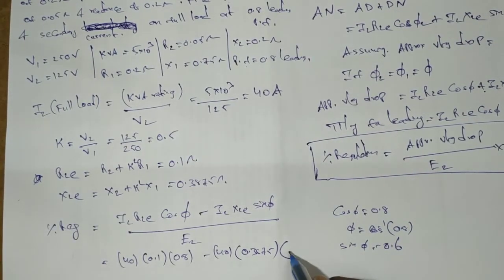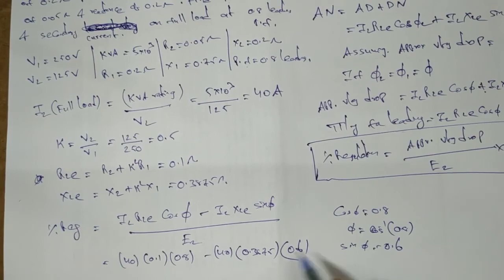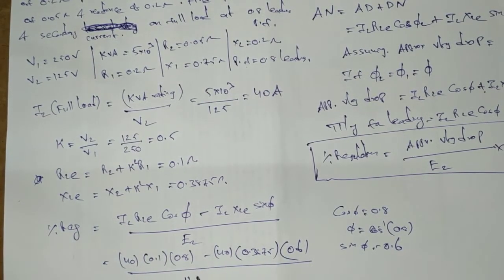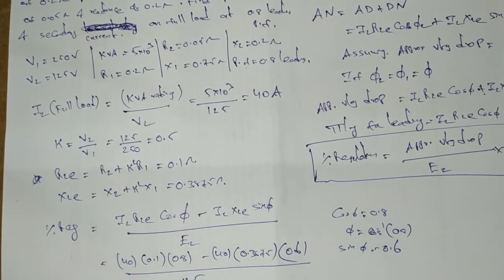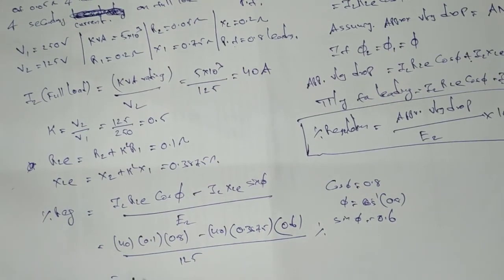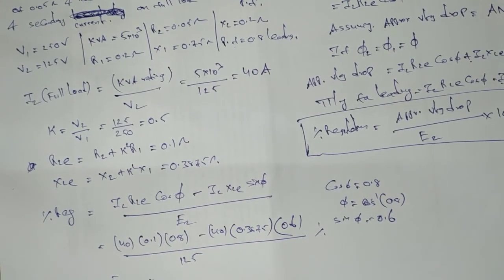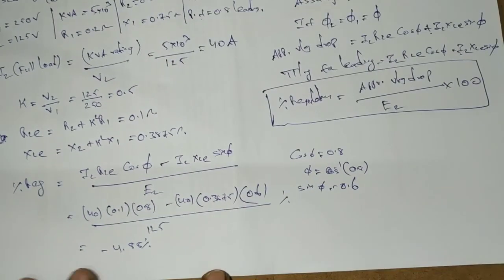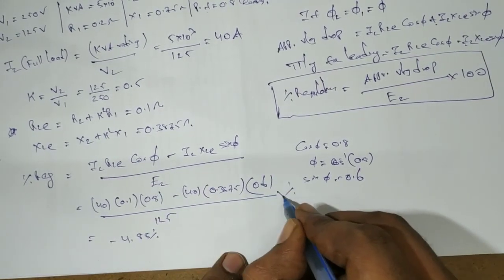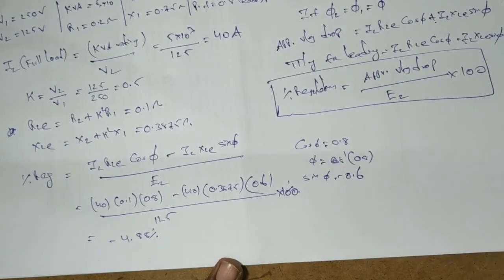Finally substitute this value in the percentage regulation formula, divide by V2 or else E2, both are equal, that is 125. And percentage means into 100. If you calculate, you will get minus 4.88 percent. So in this way you have to solve problems related to the equivalent circuit diagram.